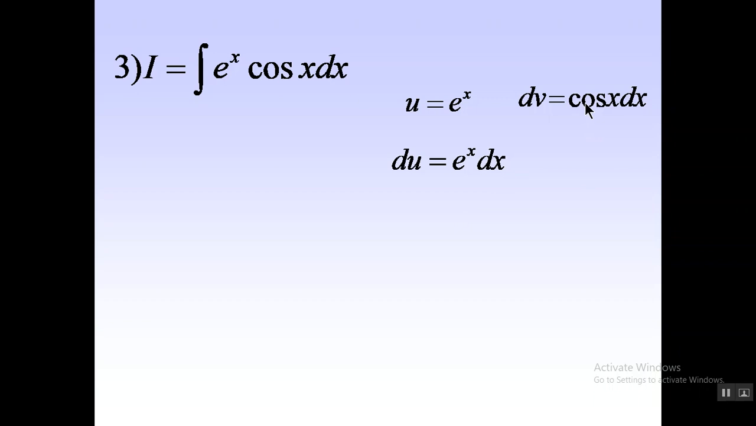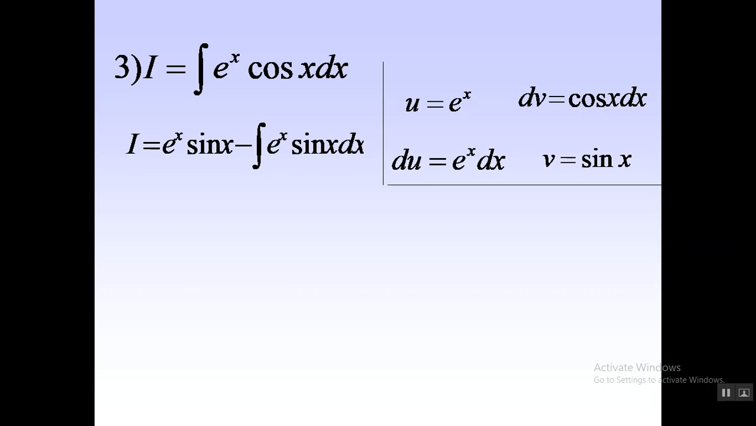We integrate on this side, so we get v equals sine x. The integral of cos x is sine x. Now apply the by parts formula, so we get uv, which is e to the x sine x, minus integral v du, which is e to the x sine x dx.